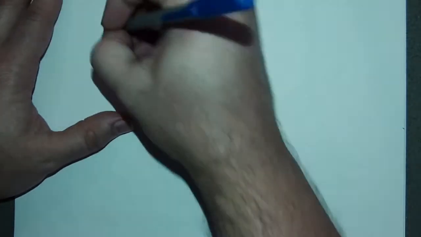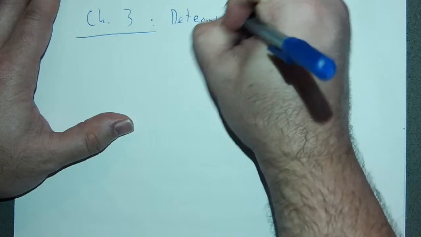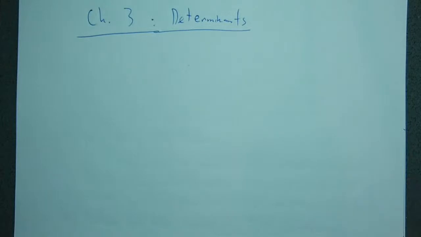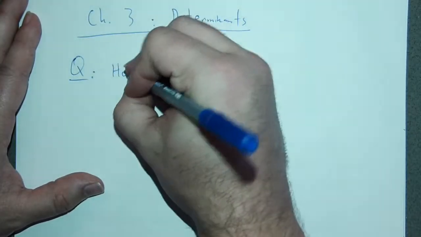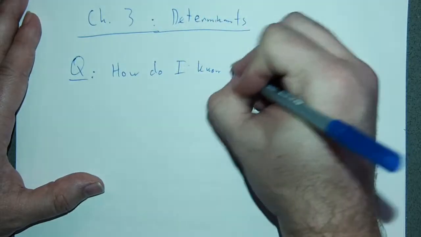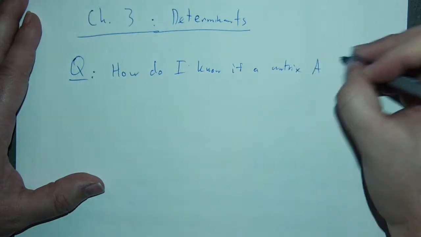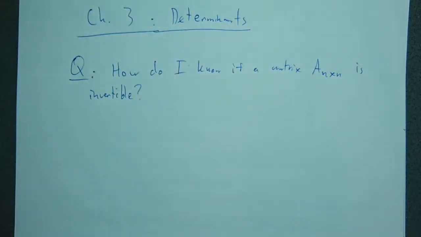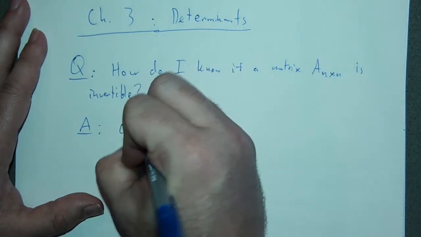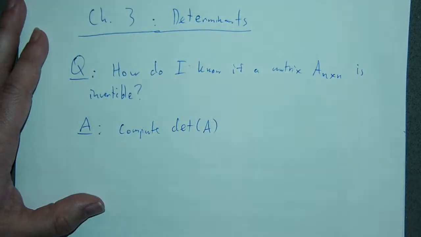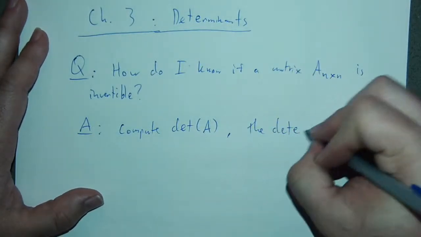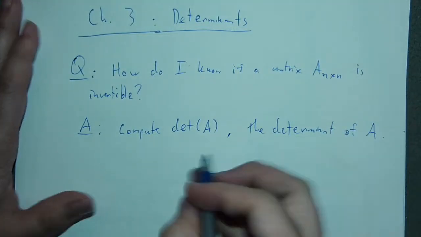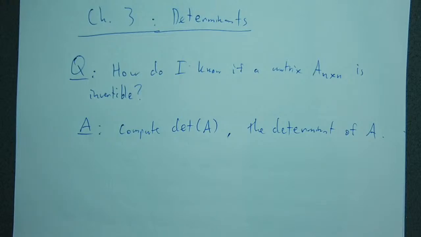determinants. So I have a few minutes left, so I'm at least going to write the word determinant here. So chapter 3, determinants. Okay, so big question. How do I know if a matrix A that is a square matrix is invertible? And the answer is going to be compute the determinant of A, and this is going to tell us straightforwardly.